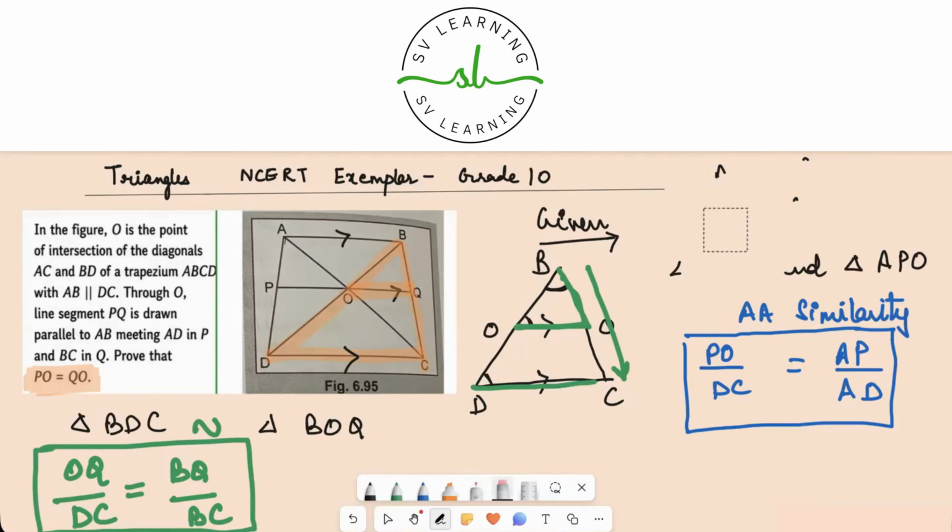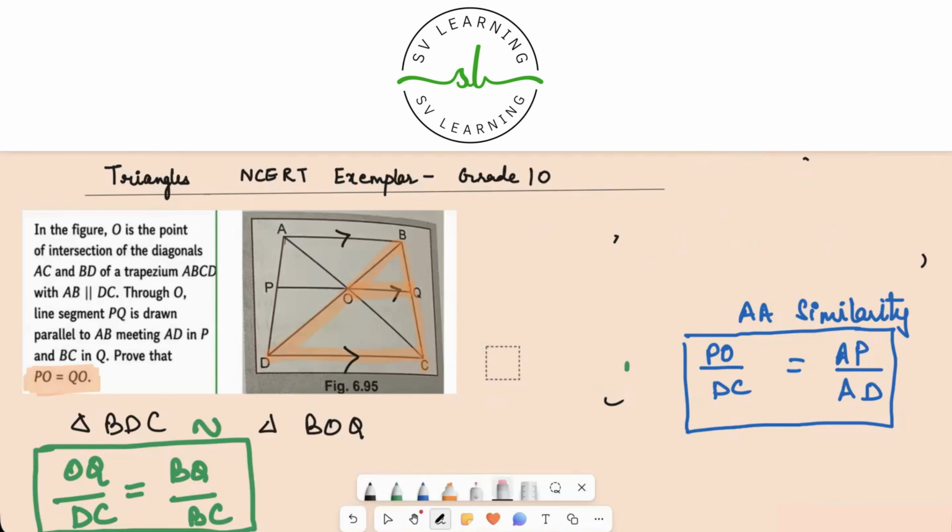So next, what I can do. So now once these two similarity triangles I've considered, see now what do I need? I need to prove PO is equal to OQ, right? So now what I will do, I will take triangle ADB.